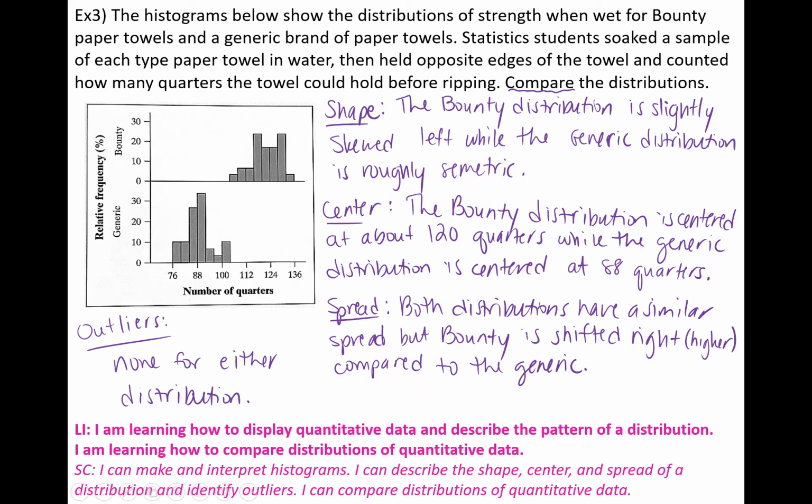All right, people, you survived shape, center, spread, comparing our two distributions. So there you go. Double check that does finish the lesson here. So go ahead and check the success criteria. I can make and interpret histograms. That was example 1. I can describe the shape, center, and spread of a distribution and identify outliers. We did that in examples 2 and 3. And I can compare distributions of quantitative data. That was examples 2 and 3. So if you've got them, check them off. Otherwise, circle them if you're still not sure.